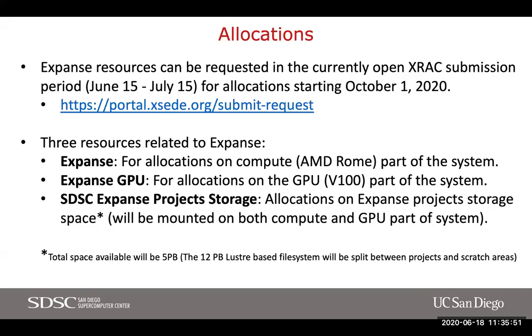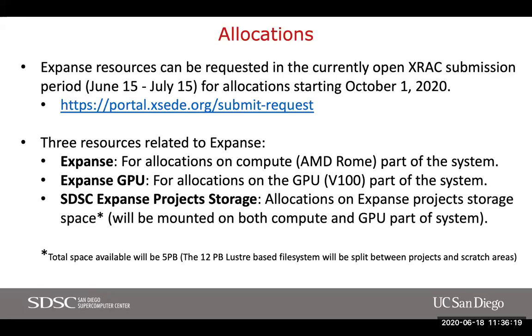For Expanse, there will be 3 resources. Expanse Compute is for allocations on the compute part of the system, the AMD Rome part of it. Expanse GPU is for allocations on the V100 GPU part of the system. And Expanse Projects Storage is for allocations on the Expanse project storage space. This will be available on both the GPU and the compute part.